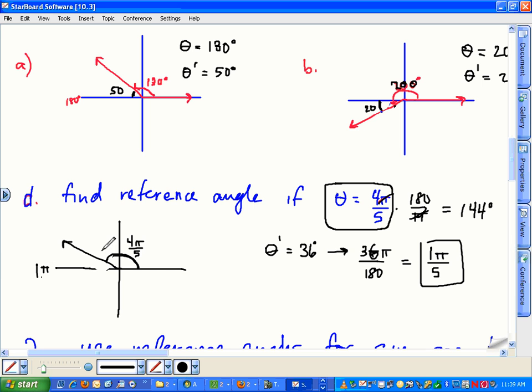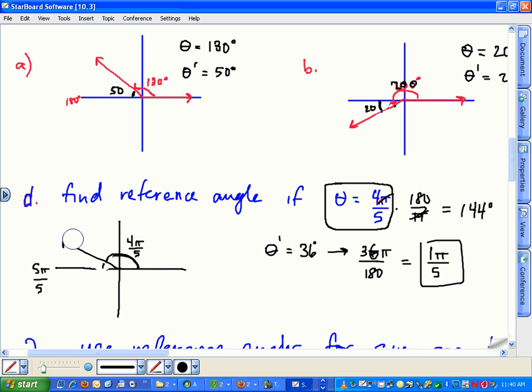So what's the difference between 4 pi over 5 and, I'm going to change 1 pi into this, 5 pi over 5? Why do you think it's important that you have 5s on the bottom? Common denominator. What's the difference between 4 pi over 5 and 5 pi over 5? 1 pi over 5. Okay, so it is not necessary to go into degrees and then back into radians if you understand how fractions work.